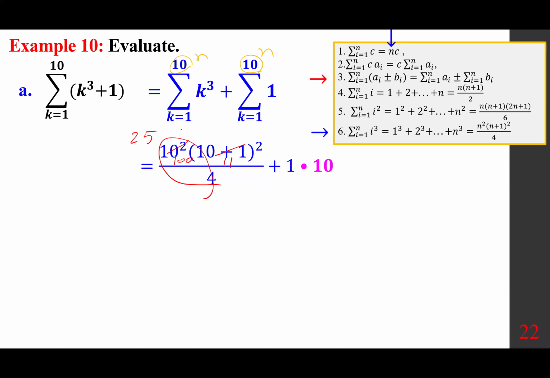This is 11. Squared is 121. Multiply by 25 plus 10. You get 3025 when you multiply it by 121, and add 10, you get 3035.